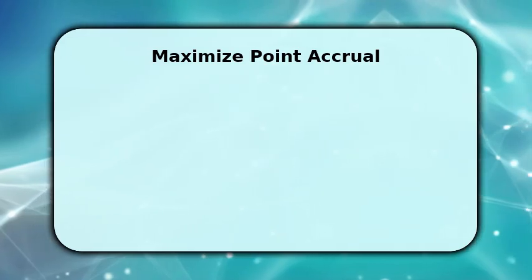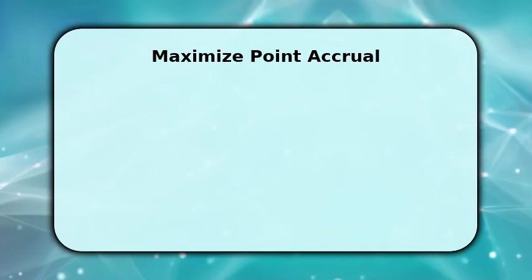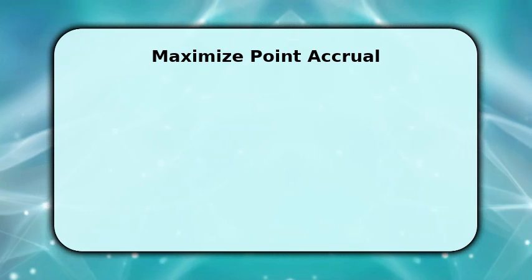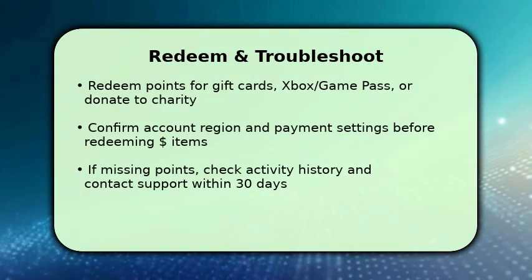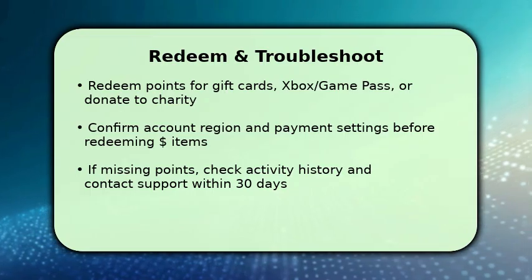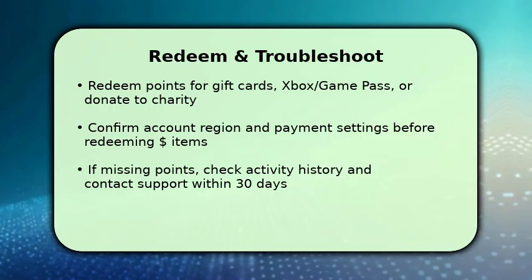Check the rewards dashboard often to track streaks and level progress, since higher levels increase daily point limits and unlock more. When you've accumulated enough points, choose a reward like gift cards, Xbox credits, or charity donations and follow the simple checkout flow. Make sure your account region and payment details match the reward requirements to prevent failed redemptions.